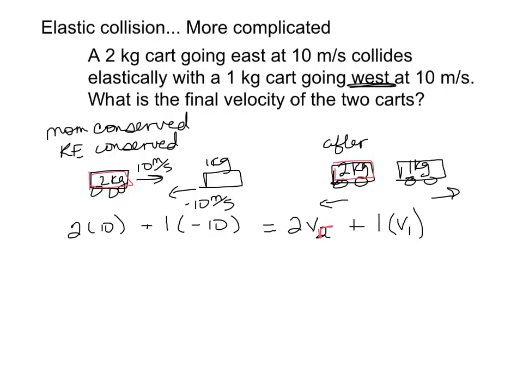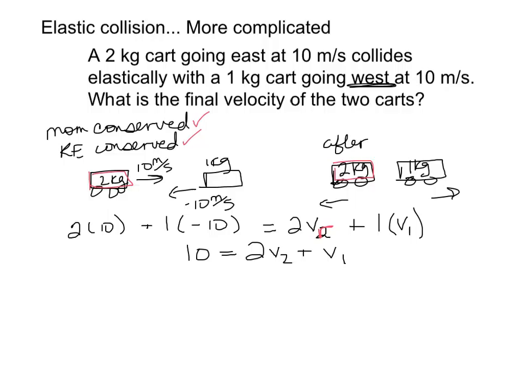So 2 times 10 plus 1 times a negative 10. So we know that 10 is equal to 2V2 plus V1. Okay, we have two unknowns. If we have two unknowns, we need two equations. So we've used our conservation of momentum equation. So then what we need to do is set up our conservation of kinetic energy equation.